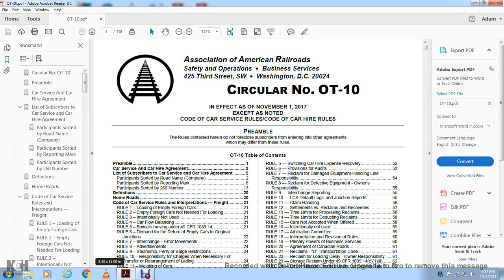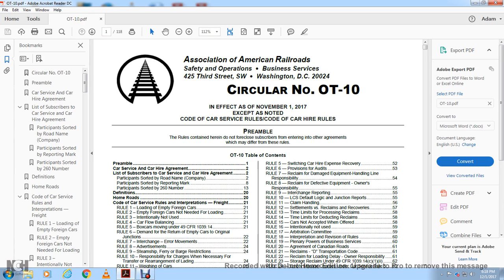Alright, this is going to be part one of the Association of American Railroads Safety Operation Business Services, 425 3rd Street, Southwest Washington, D.C., 20024, Circular Number OT-10, in effect as of January and November 1st, September 2017, except as noted by the Code of Car Service Rules and Code of Car Hire Rules.